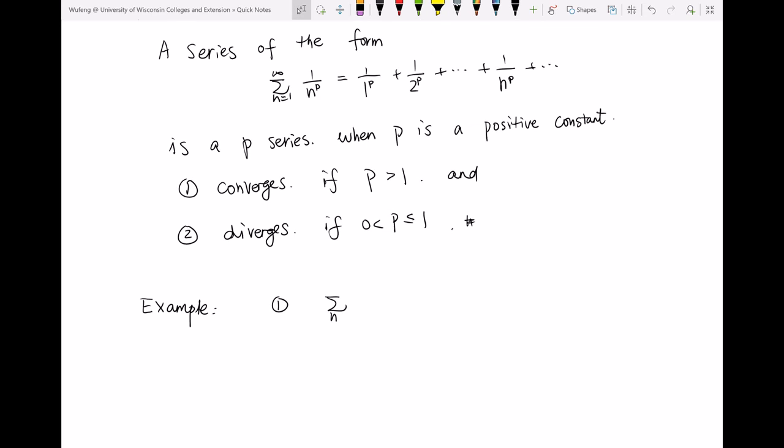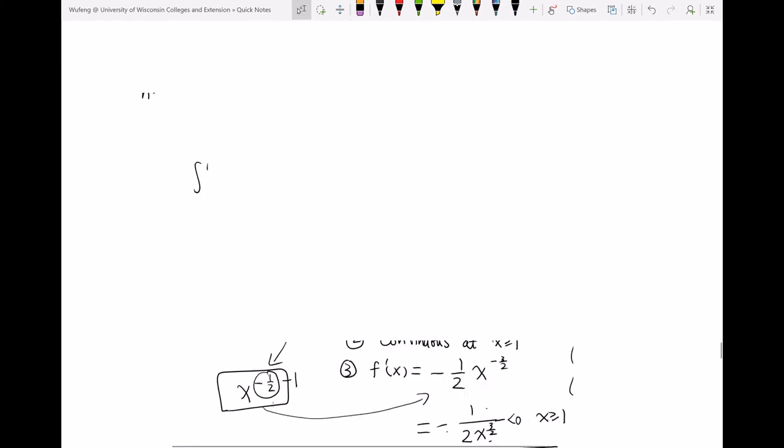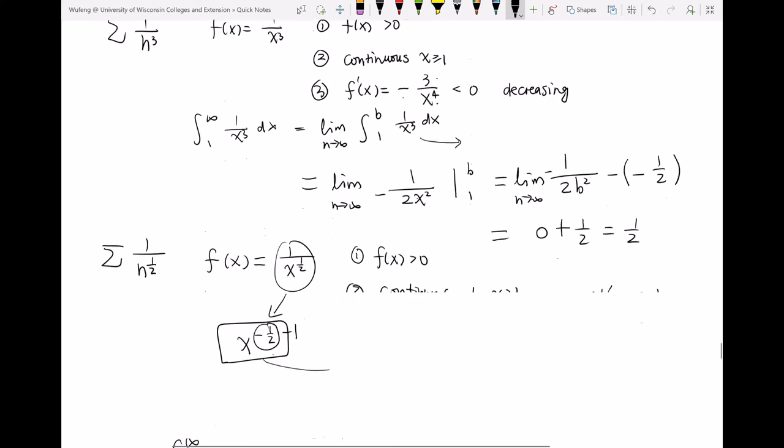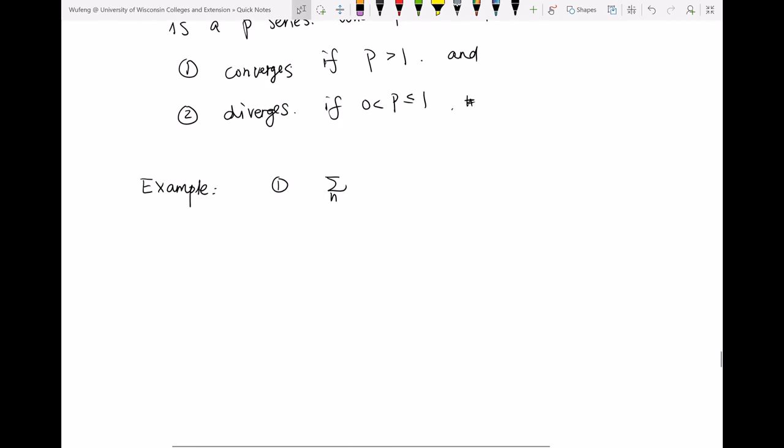Is this theorem off? Because we got p less than 1 is converge. Oh, my bad, I wrote it wrong. Converge when p is greater than 1. It diverges when p is less than 1. We had 1 half, you see? 1 half is less than 1, it diverges. And p less than or equal to 1, it diverges. If it's greater than 1, it converges. Sorry.